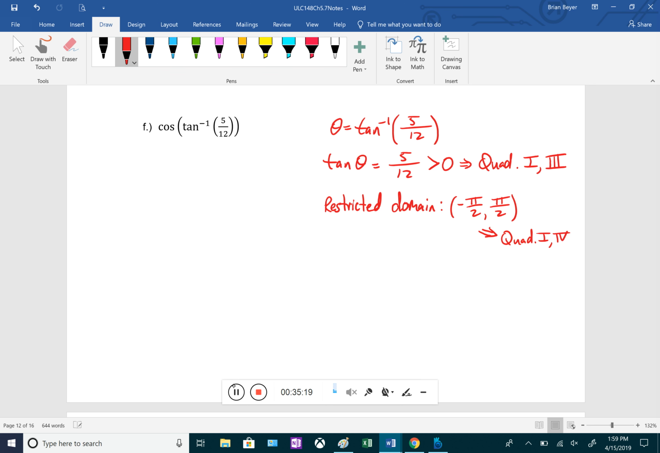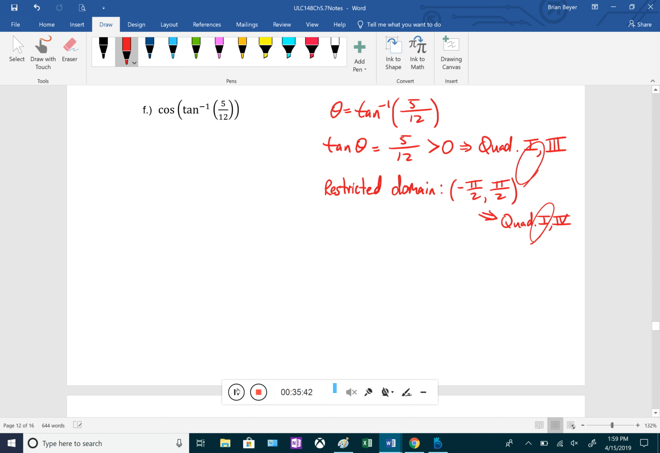So hopefully quadrant 1 is obvious, because an angle of 0 to pi over 2 is quadrant 1. 0 to negative pi over 2, negative means clockwise, so that would put us in quadrant 4. So the one that they have in common here is quadrant 1. So we're going to draw this in quadrant 1, and we're going to create a right triangle. So that was our whole goal.